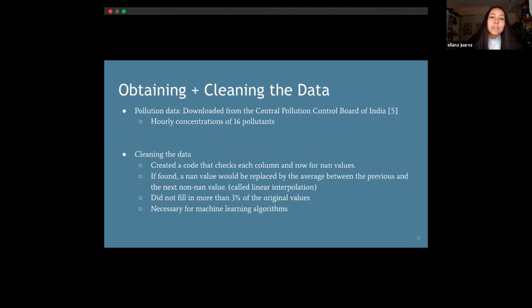For our pollution data, we downloaded a data set from the Central Pollution Control Board of India. This contained the hourly concentrations of over 16 pollutants over the course of about 5 years. We cleaned the data. To do this, we created a code that checks each column in each row for NaN or missing values. And if found, a NaN value would be replaced by the average between the previous and next non-NaN value. This process is called linear interpolation. And we did not fill in more than 3% of original values to ensure trueness of data. This step was necessary for machine learning algorithms later on, which could not simply pass over a missing value.